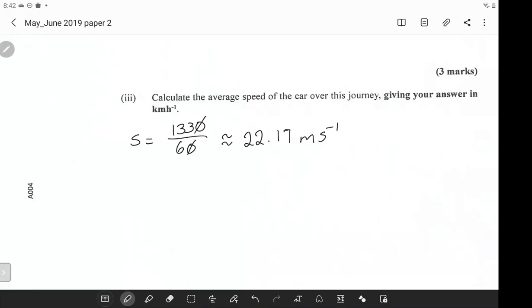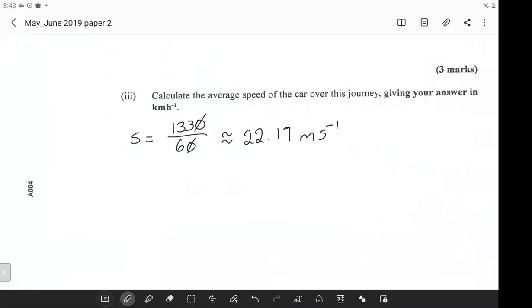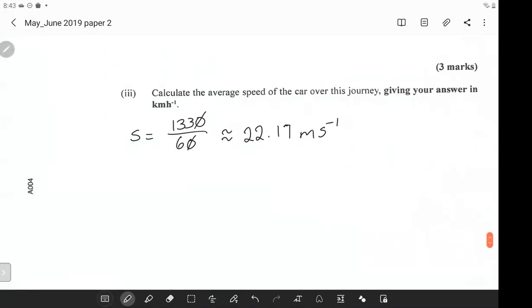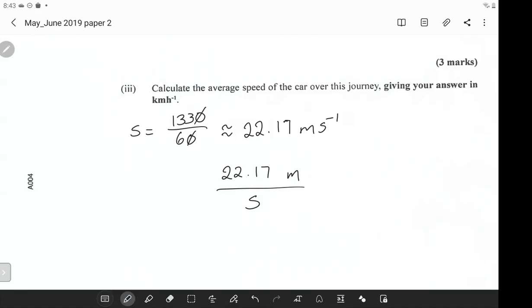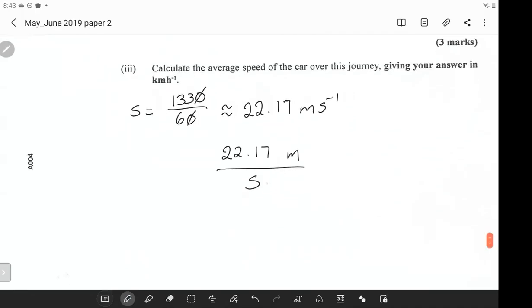And we want kilometers per hour. How do we get kilometers per hour? Well, to go from meters to kilometers, we divide by 1,000. So it's like 22.17 meters in 1 second. So that's our average speed here. Right, so we want to convert this to kilometers, so we divide by 1,000.